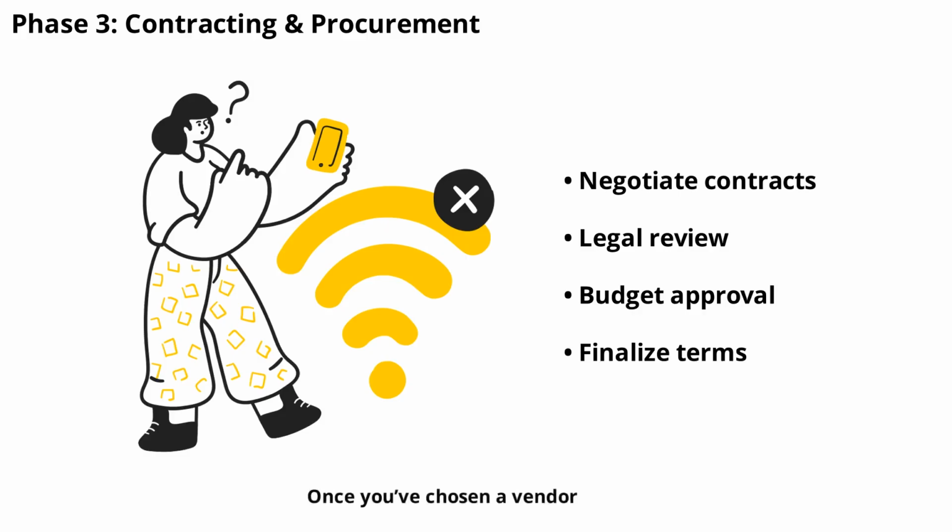Once you've chosen a vendor, it's time to negotiate contracts and handle procurement. This step involves legal reviews, budget approvals, and finalizing terms with your selected provider. Depending on your internal processes, this phase can take anywhere from 1 to 4 weeks. Clear communication with your procurement and legal teams helps avoid unnecessary delays.